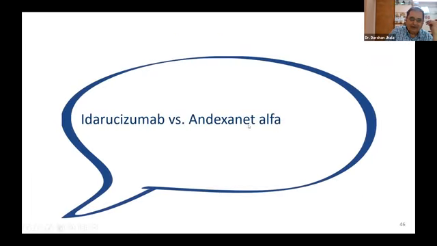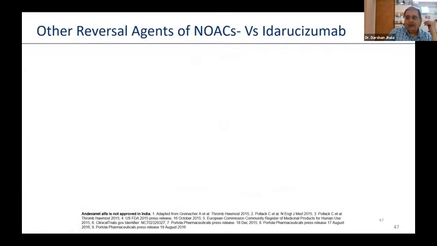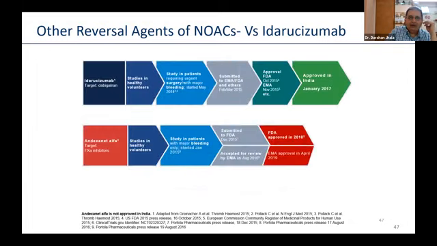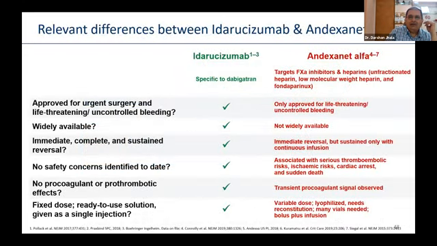Now we have another agent, which is not available in India, but we should know about it. It's Andexanet alfa, and this is a drug used for reversing the effects of Xa antagonists, that is rivaroxaban, apixaban, and edoxaban. But this drug, unfortunately, requires to be given continuously as an infusion. With idarucizumab, there are just 2 doses given within 10 minutes.